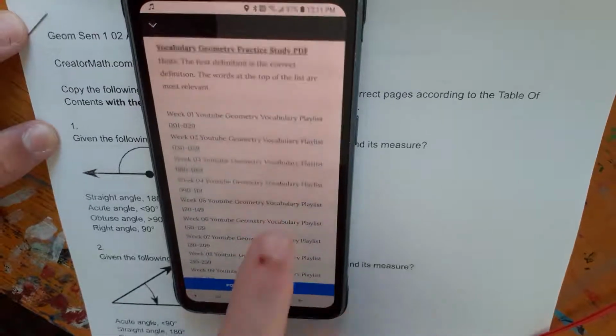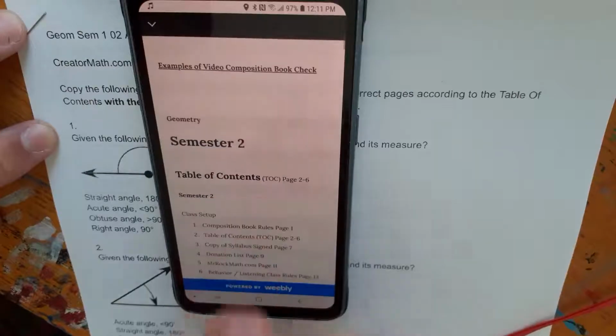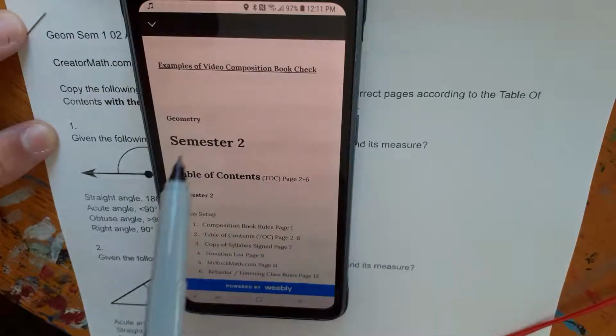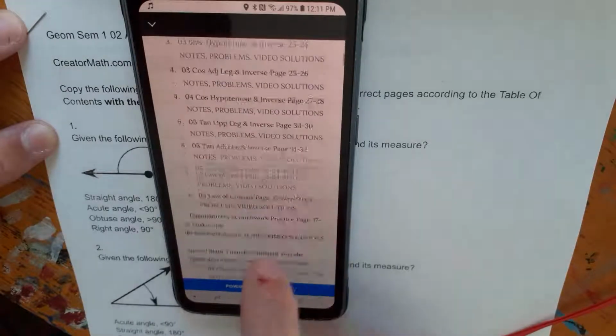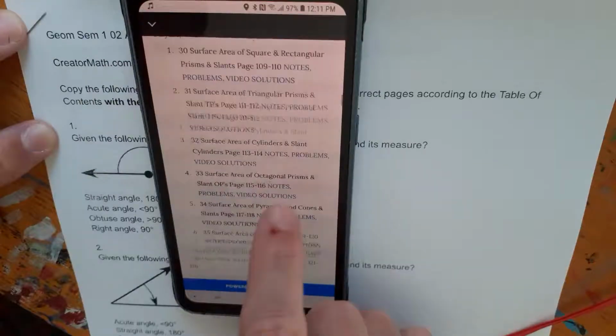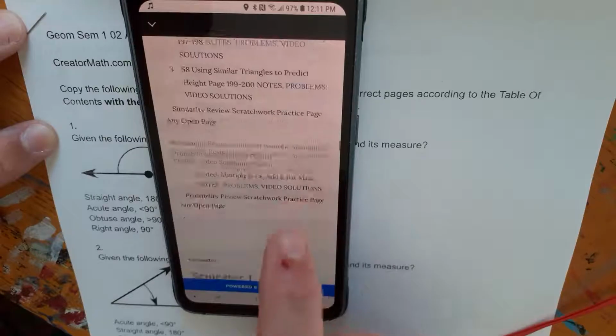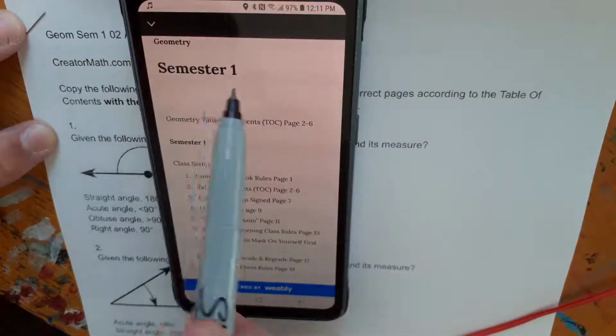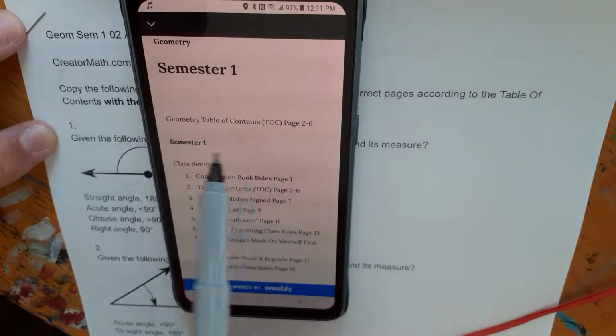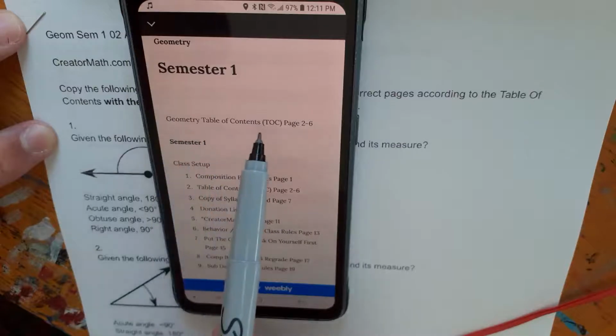We're going to pass by the vocabulary and get down to the table of contents. Make sure you're in the right semester. Sometimes one will pop up first. I usually rearrange them for different reasons, but by the time you see this, semester 1 could be up first, which makes sense, but in some cases we do it second. So this is the Geometry Table of Contents.